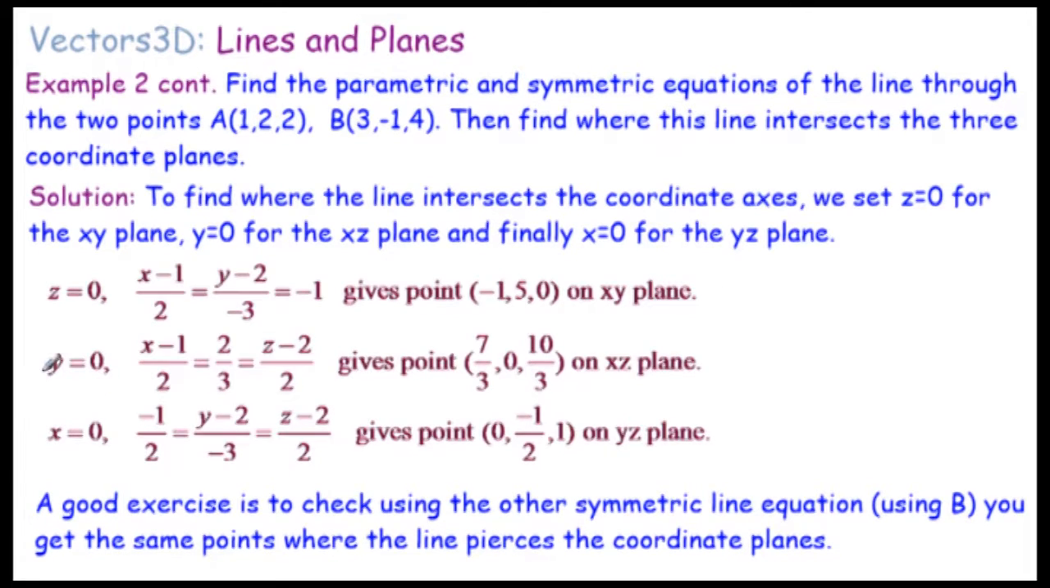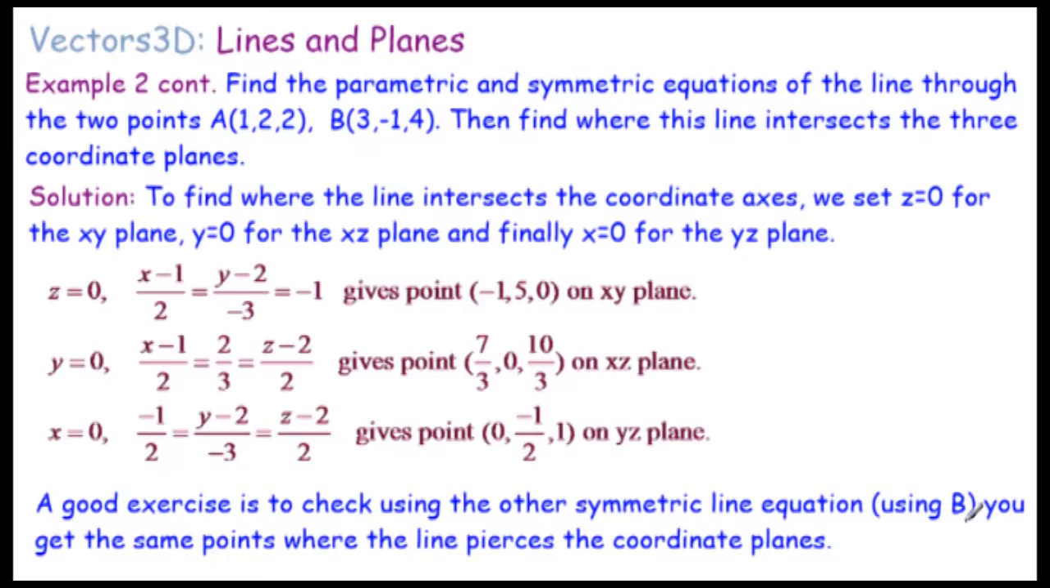If you let y equal 0, the same sort of thing, you get 2/3 in the middle, and you just solve these equations individually for x and then the other way for z, and obviously y is 0, so it's just 7 on 3, 0, 10 on 3. That's the point where it cuts the xz plane, and similarly for the yz plane, make x equal to 0 and then solve these for y and z. As I said, I left it here as an example. You can check this by using the other symmetric equation of the line from B.